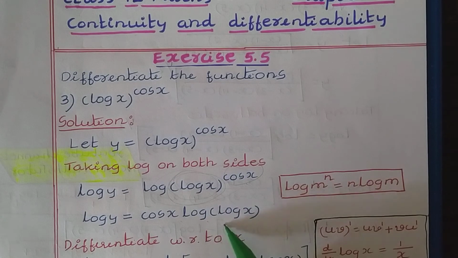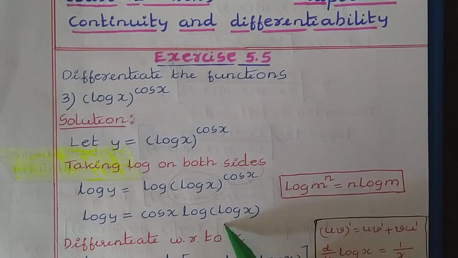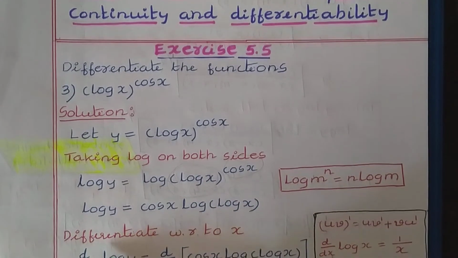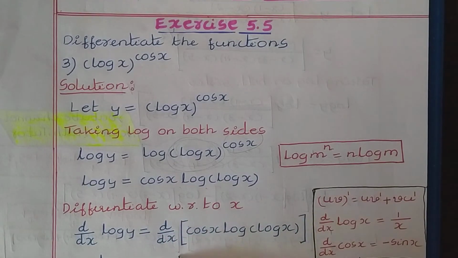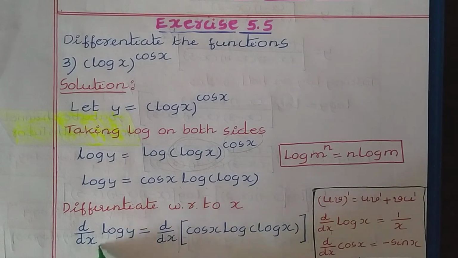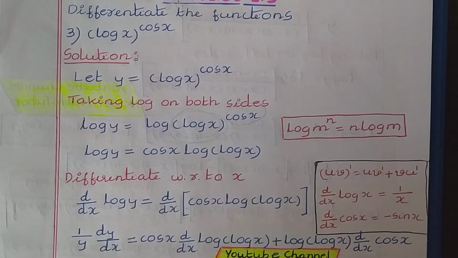After applying the logarithmic property, next step is we have to differentiate this with respect to x. So we get here d by dx of log y is equal to d by dx of cos x into log(log x). Derivative of log y is 1 by y. Then we are differentiating with respect to x, so we have to write dy by dx. 1 by y into dy by dx is equal to.